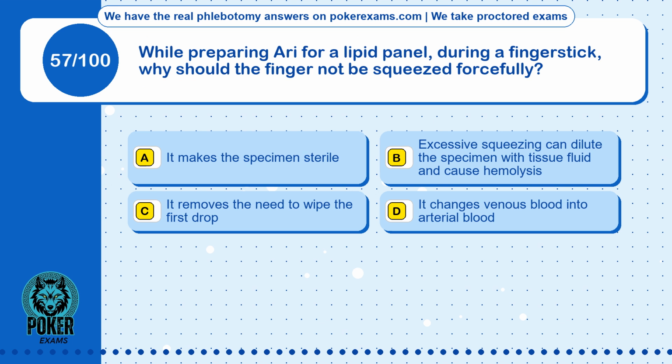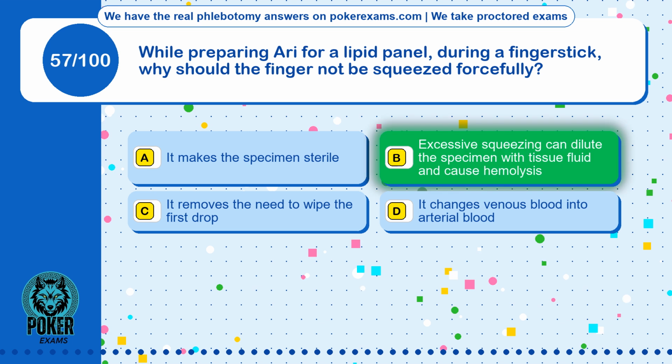Question 57. While preparing a patient for a lipid panel, during a finger stick, why should the finger not be squeezed forcefully? Option A. It makes the specimen sterile. Option B, excessive squeezing can dilute the specimen with tissue fluid and cause hemolysis. Option C. It removes the need to wipe the first drop. Option D. It changes venous blood into arterial blood.